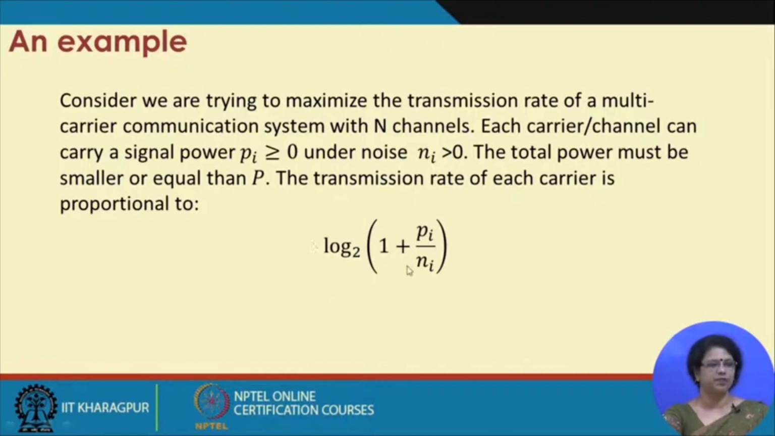From this problem you can see that i can vary from 1 to capital N, because there are n channels and individual transmission rates are there. Now we can take the summation of these as the transmission rate. We have to maximize the transmission rate, where Ni is the noise included in the transmission rate. Now what else is there? Total power has been given as P, so the summation of Pi from i equal to 1 to n must be less than or equal to capital P.